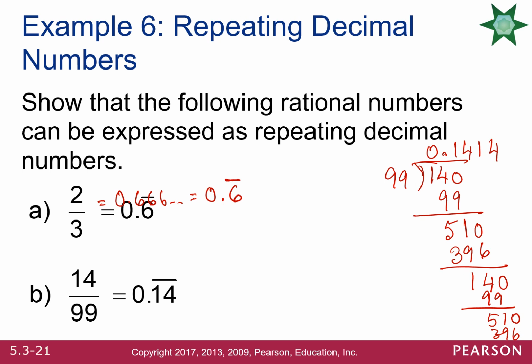Okay, and then we have 1 5 over 36. So first we have to convert this to an improper fraction. 36 times 1 plus 5, 41 divided by 36.